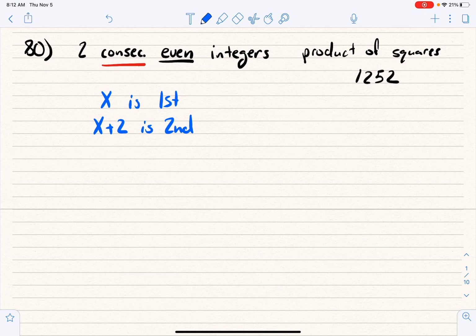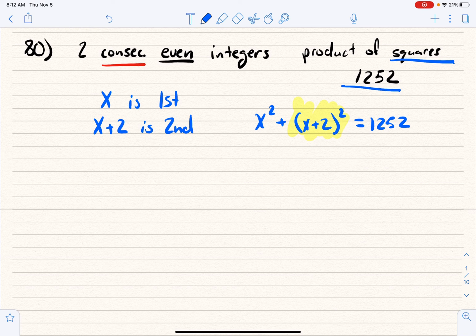So we got that. And then we know that the product of the squares, it's really easy to miss that. We can think that the product is 1252, but it's the product of the squares. So that would mean that x squared times x plus 2 squared equals 1252. You got to simplify this. Remember not to ruin this part right here. You got to simplify that the right way.